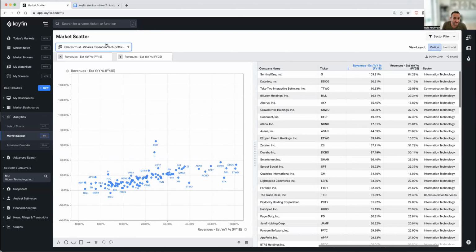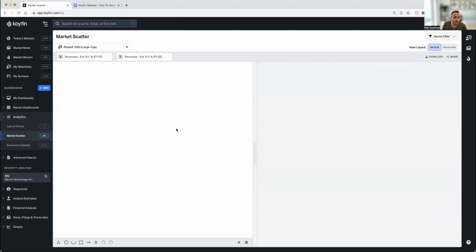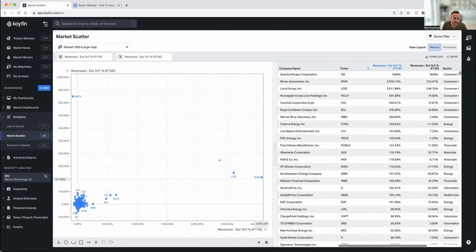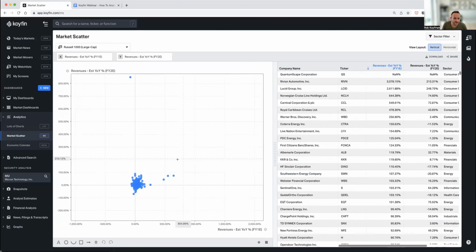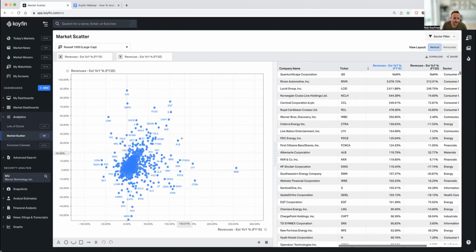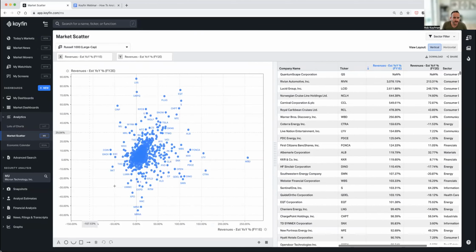So you can do this again for IGV, or we could look at the Russell 1000 and see what it looks like. Again, be careful of these outliers because they're going to skew the results. So what I can do here is zoom in with my mouse and see what is going on here, and then really understand what the outliers are and look for new ideas that way.